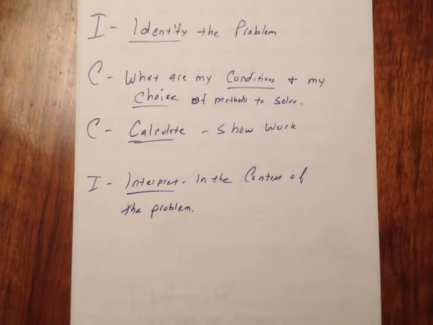All right, here's the four-step process for solving sample and distribution of sample means. First, identify the problem. Remember, it's ICCI. Identify the problem. C, what are my conditions and what's my choice of methods to solve. And the second C is calculate. Don't forget to show your work. And then the last I is interpret in the context of the problem.